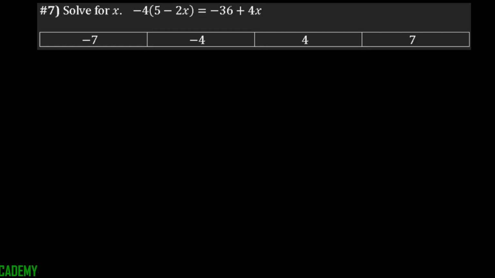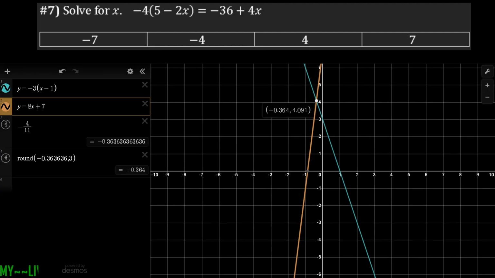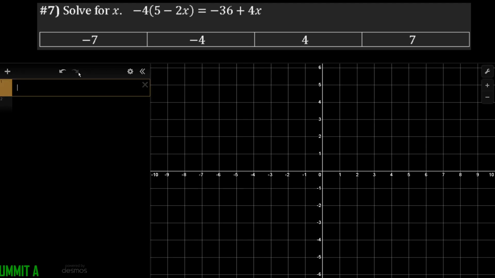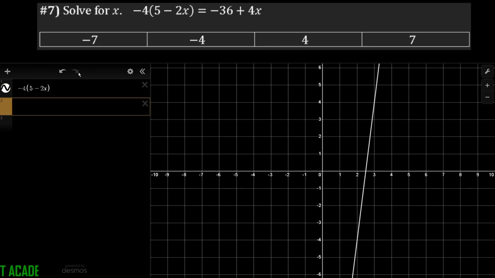All right, moving on to number 7. This one, real simple. You should be able to graph it out. Let's graph it out on our Desmos calculator first, and then we'll show it the other way. So let's clear these out. The left side is going to be y equals -4 times quantity 5 minus 2x. And my second equation, y equals -36 plus 4x.